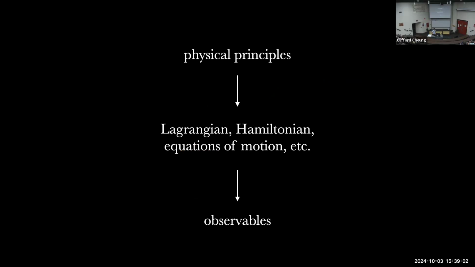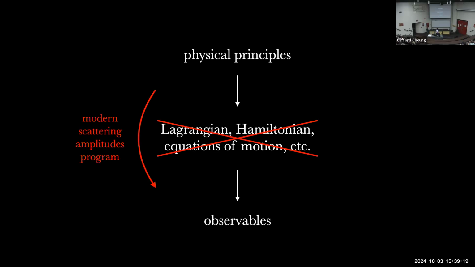Okay, good. Now, I've belabored the point, but the basic thing I'm getting at is that Lagrangians and Hamiltonians and so on are not the starting point. They're an intermediary between a set of physics principles and some observable that we compute, like a scattering amplitude or correlation function or free energy or what have you. Okay. Now, if I had to say what is the purpose of our program, it's essentially to completely skip this middle step and go directly from physics principles to observables.